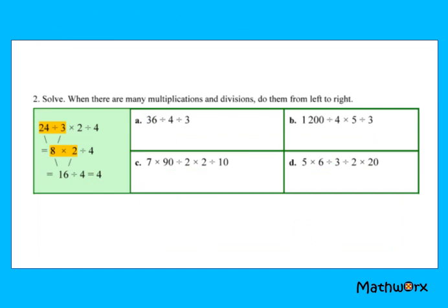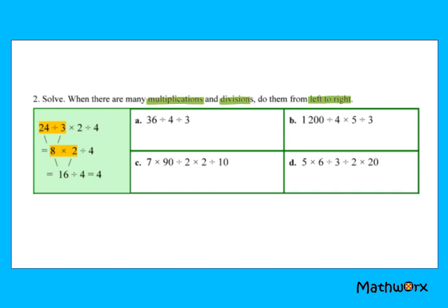Okay, so these are multiplications and divisions. Let me just quickly get my highlighter. These are multiplications and we have divisions. And remember, we do them from left to right because they are multiplication and division. Now let me get my pen and let's explain.